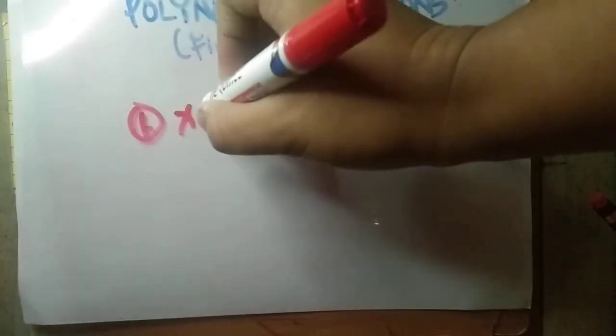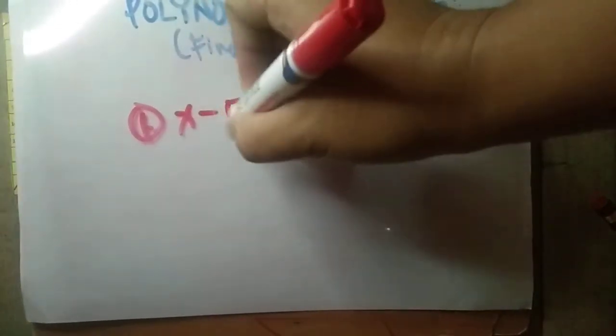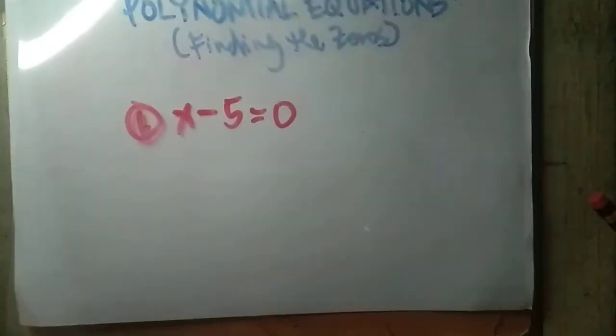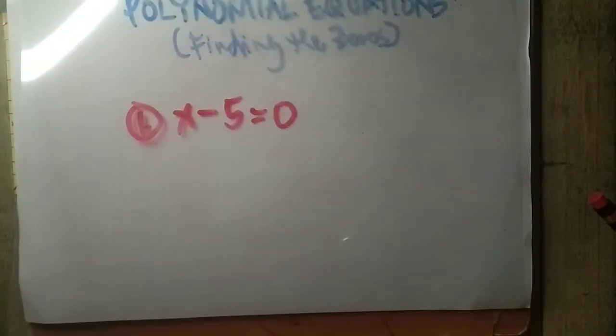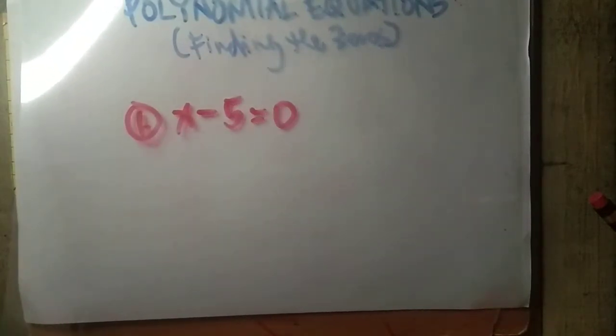So, ideally, ganito yan. For example, number 1, let's have this equation. So, x minus 5 is equal to 0. Now, if you will notice here, this particular equation is linear in nature because the degree of your polynomial equation is 1. So, we're looking right now for only one value of x here, or we only have 1 zero for this one.